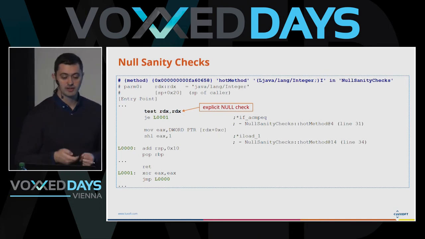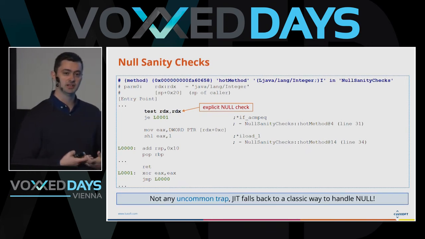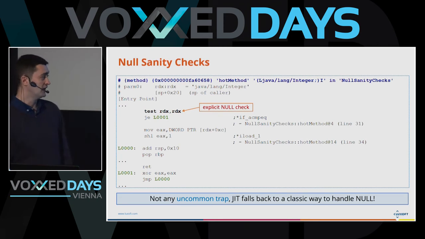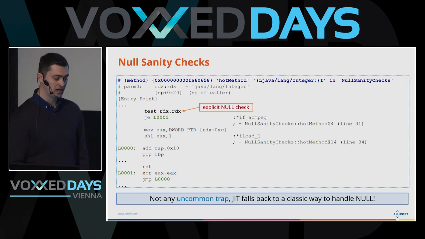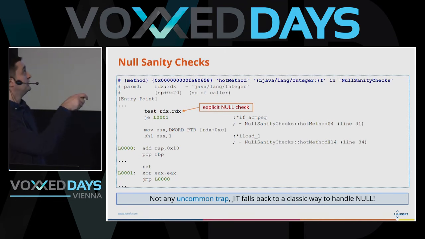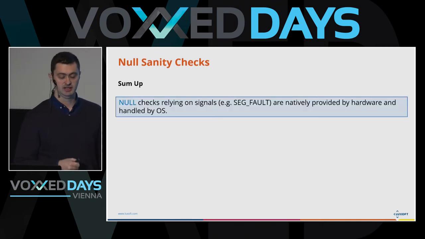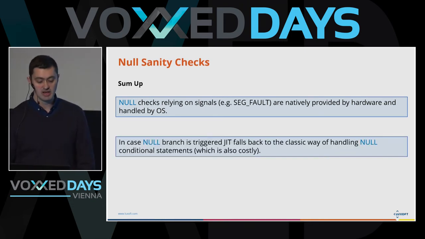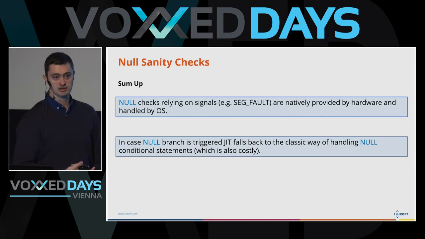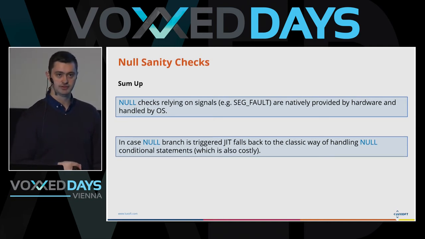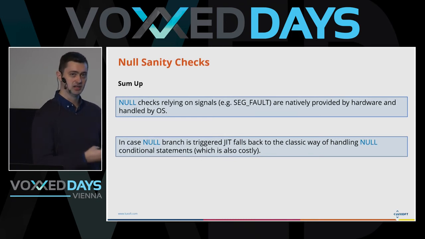So this is the way of relying by default on signals inside the JVM, particularly for handling the null checks. But after the moment that our code reached the null, there is no more uncommon trap, as we see here. It's an explicit check. Just to sum up, null checks relying on signals are natively handled by hardware and by the OS, and very well handled by the JVM. But in case they are triggered, of course, it's costly, because you have to pay the cost of catching the segmentation fault signal, handling it, bailing back into the interpreter, and continuing the execution.